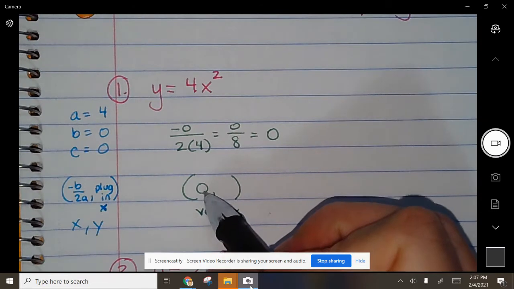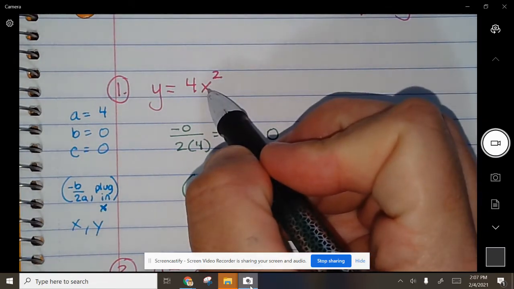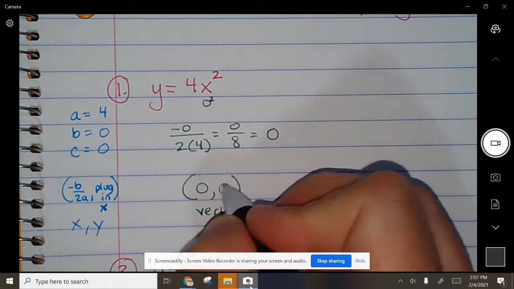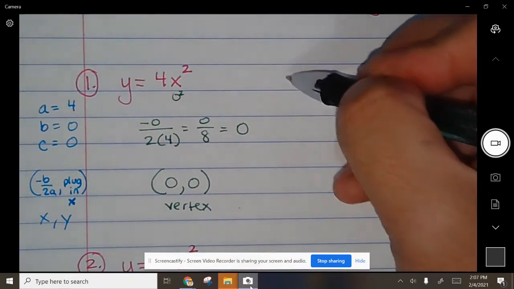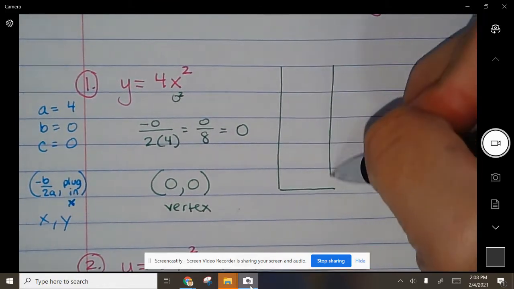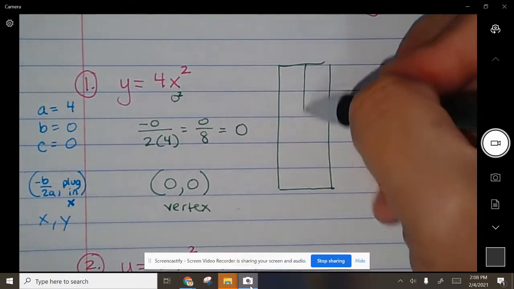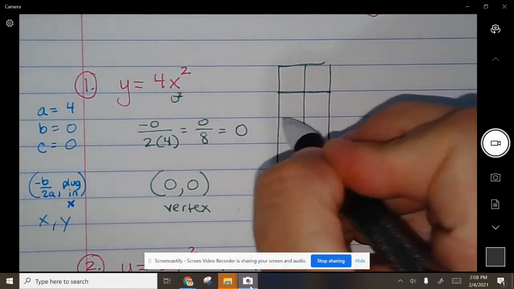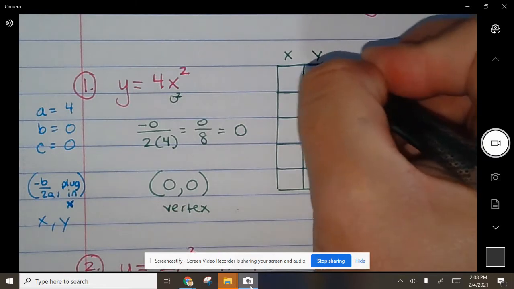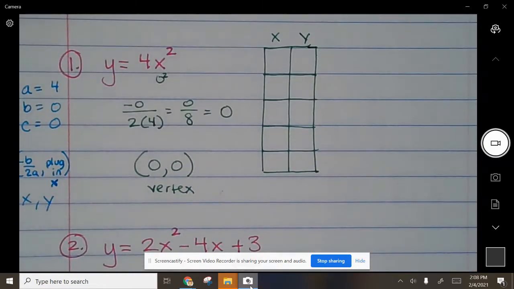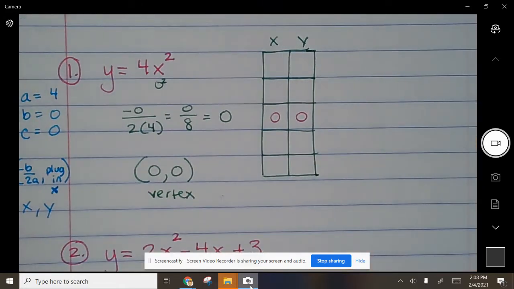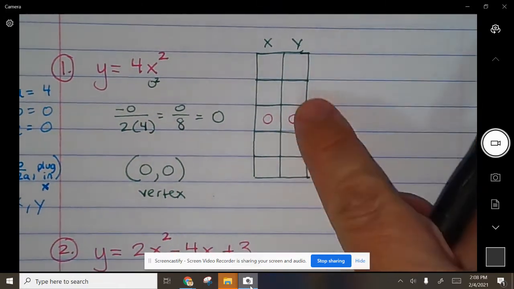How do I do that? I plug in 0 here, okay? 0 squared is 0. 0 times 4 is 0. So the origin is my vertex. Go ahead and give me your 5 rows and 2 columns, X and Y, okay? And what goes in first? 0, 0.